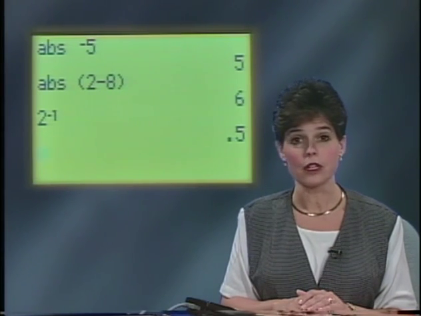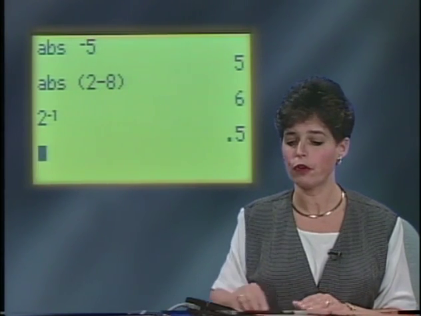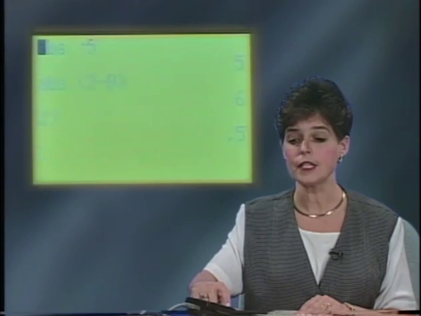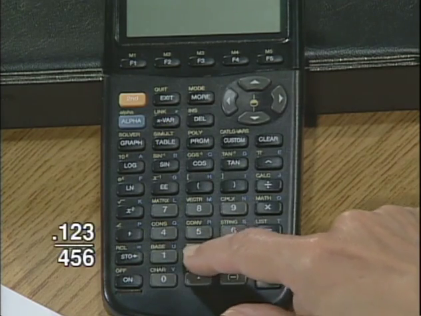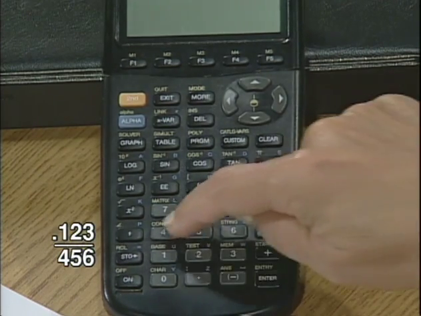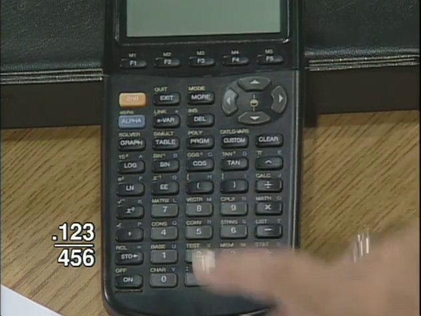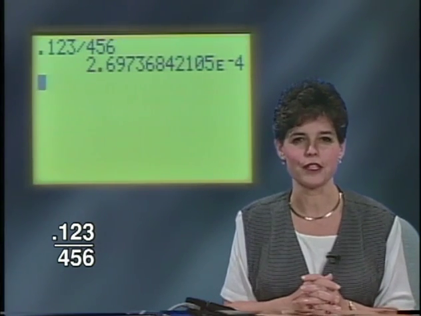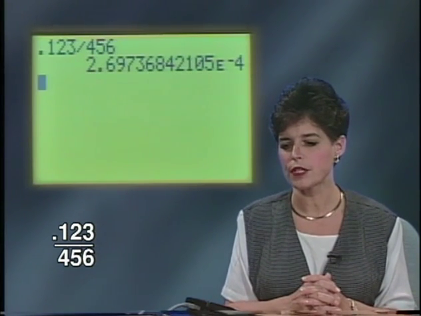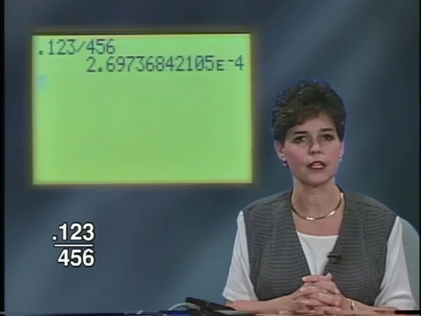I would like you to press clear again because we're going to do another problem, this time involving scientific notation. Type in 0.123 divided by 456. When you press enter to get the answer, it looks a little strange, doesn't it? 2.697 and so on. There's just lots and lots of digits.